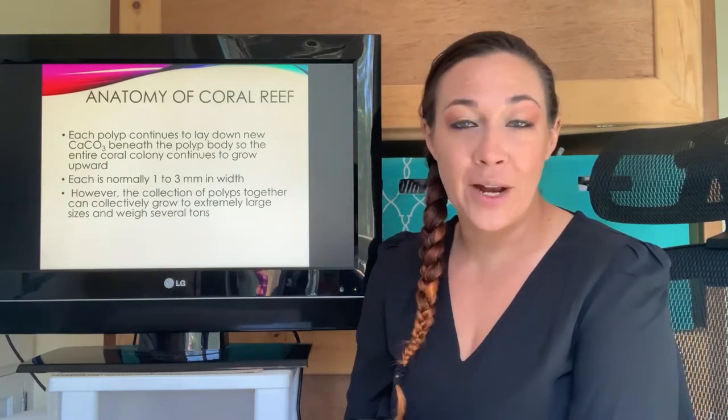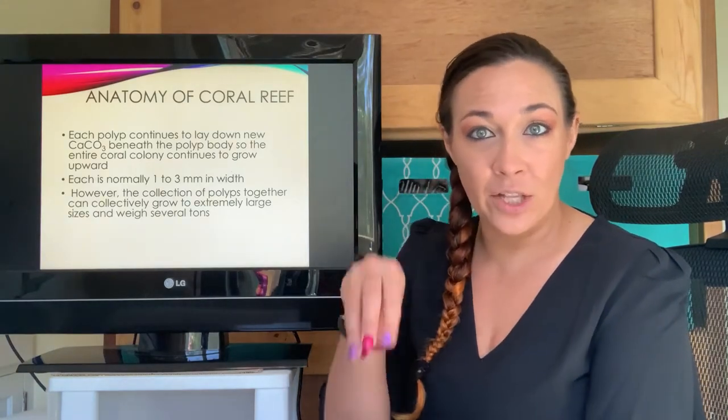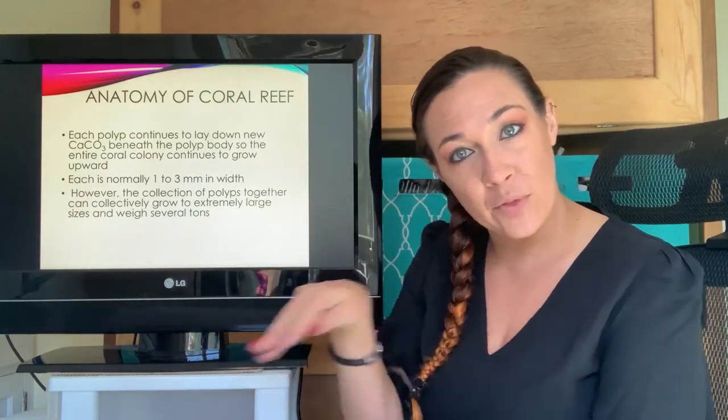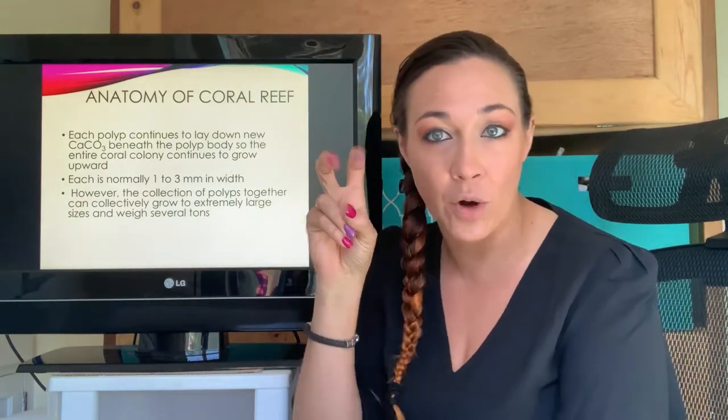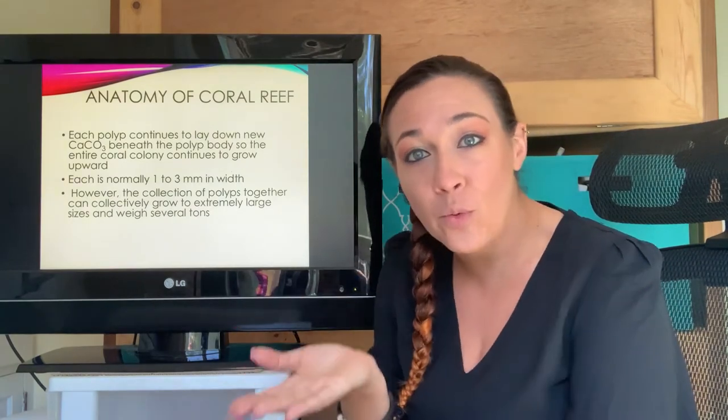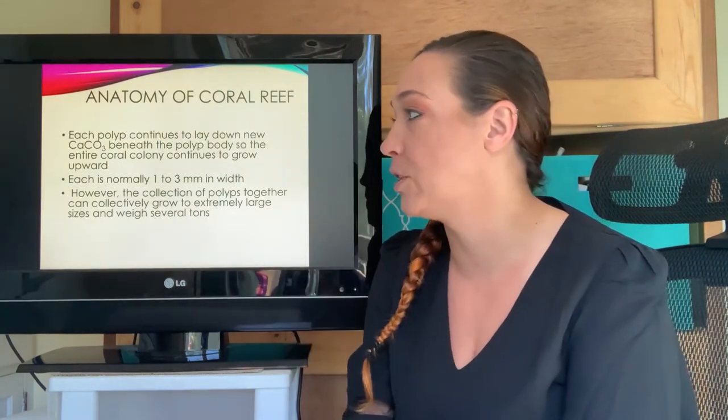Now again, we already talked about how each coral polyp is going to lay down a little bit of calcium carbonate skeleton as they grow up, up, up. And that's what's going to make that 3D rock structure: each one of those polyps is going to grow and lay down a little bit more of that calcium carbonate skeleton.